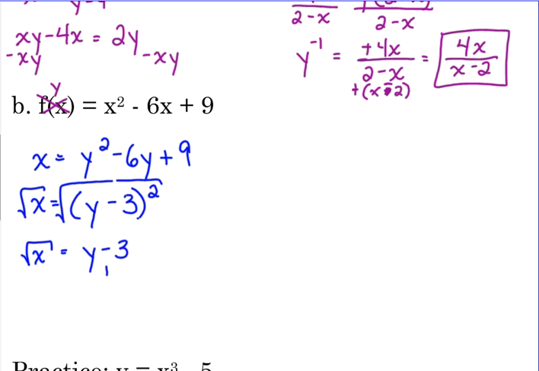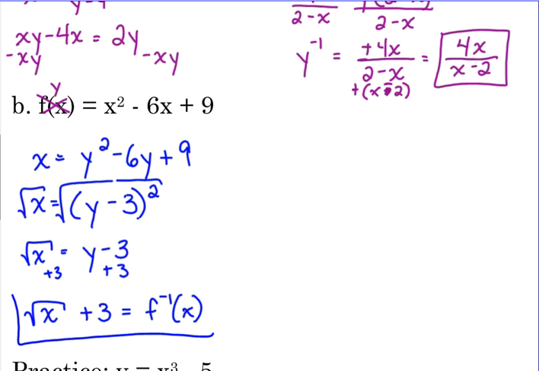And then we've got to get y completely by itself, so we need to add 3, but make sure that it's clear that the plus 3 is outside of that square root. Okay, the plus 3 is not inside the square root, it is outside of that square root. Make sure that however you write it, it is very clear that it's outside.